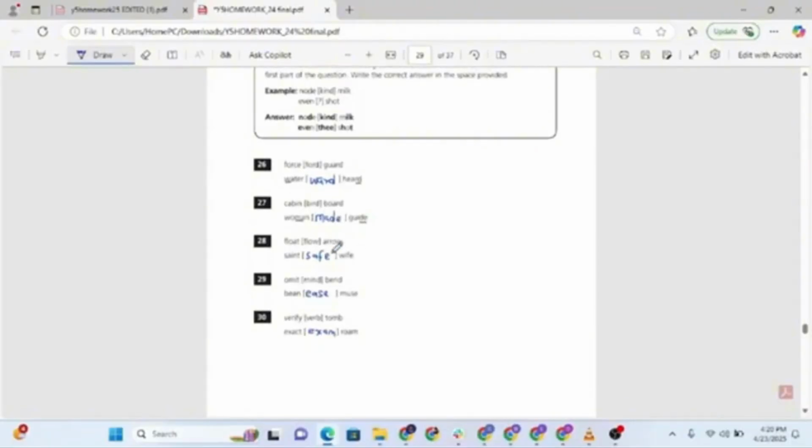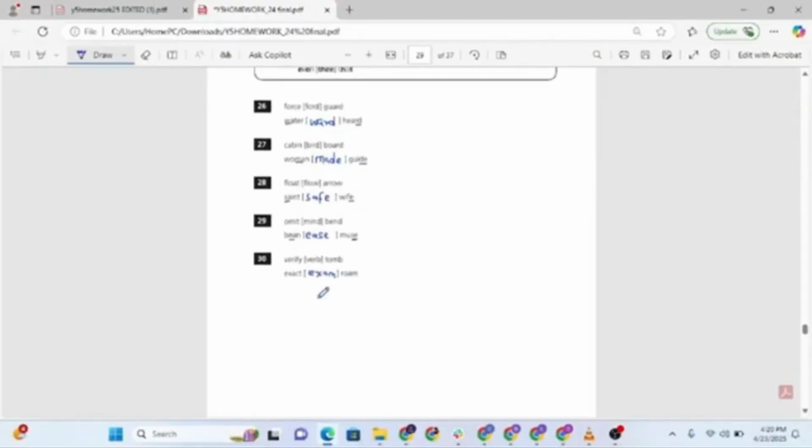Question 28. The correct answer is the word safe. This is because if we take the letters S and A from the word saint and the letters F and E from the word wife, we can form the word safe. Therefore, the correct answer is the word safe. Question 29. The correct answer is the word ease. This is because if we take the letters E and A from the word bean, and the letters S and E from the word muse, we can form the word ease. Therefore, the correct answer is the word ease.